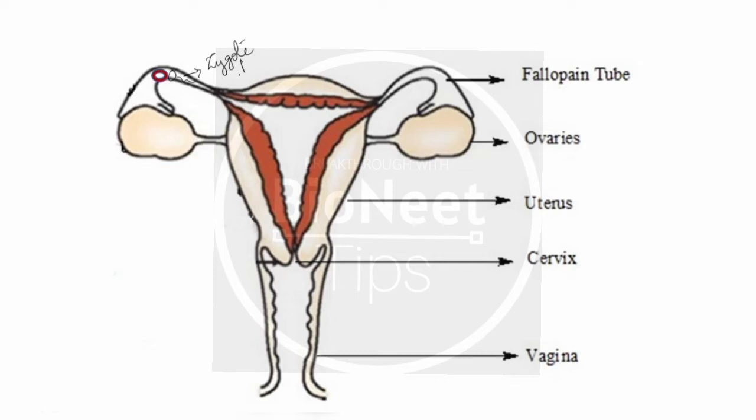Now this zygote later forms an embryo, and this embryo goes and gets settled on the walls of the uterus. This process is called implantation. And the site where the fusion of the male and the female gamete takes place, that is the fallopian tube, is called the site of fertilization.